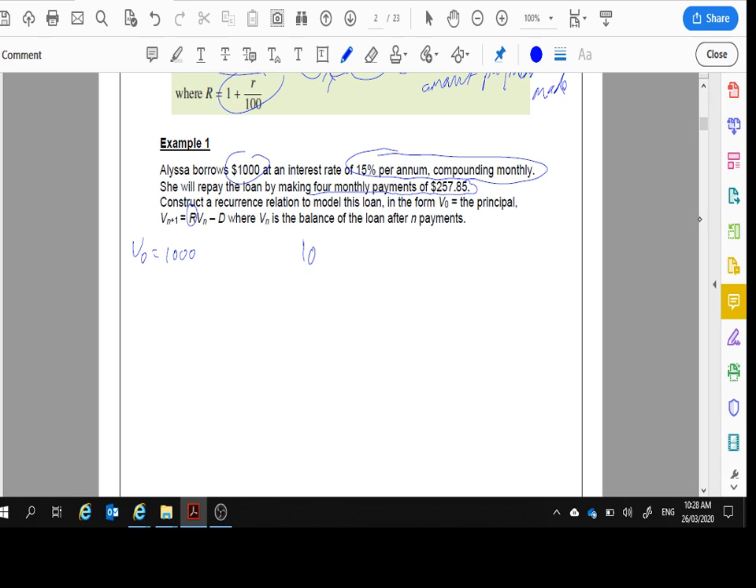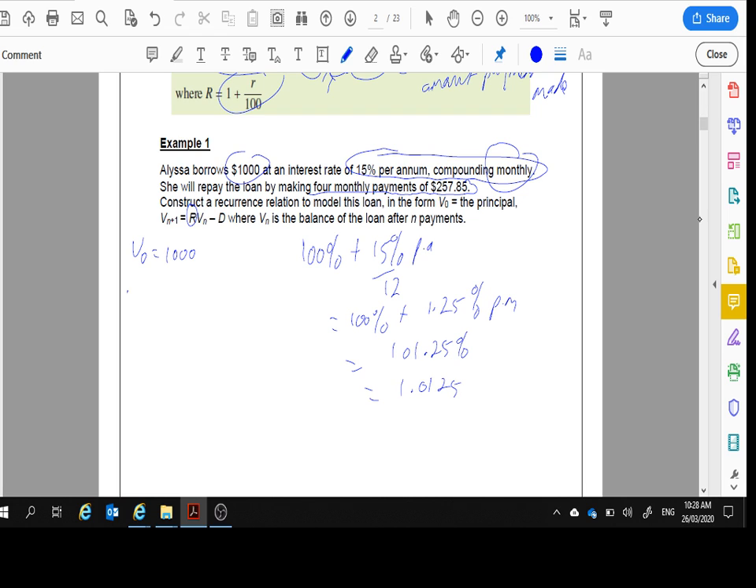Well, let's get what this R is here. So she borrows 1,000, that's worth 100%. She's been charged 15% per annum of interest, but we want it compounded monthly, so we're going to divide by 12. So we've got 100% plus 1.25% per month, which means we've got 101.25%, which as a decimal is 1.0125.